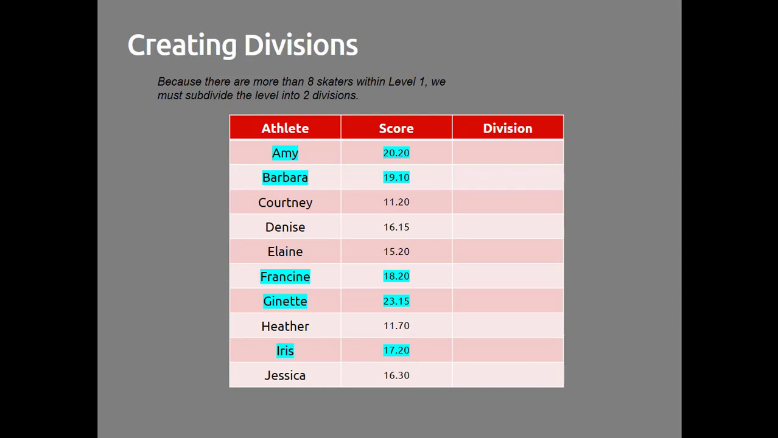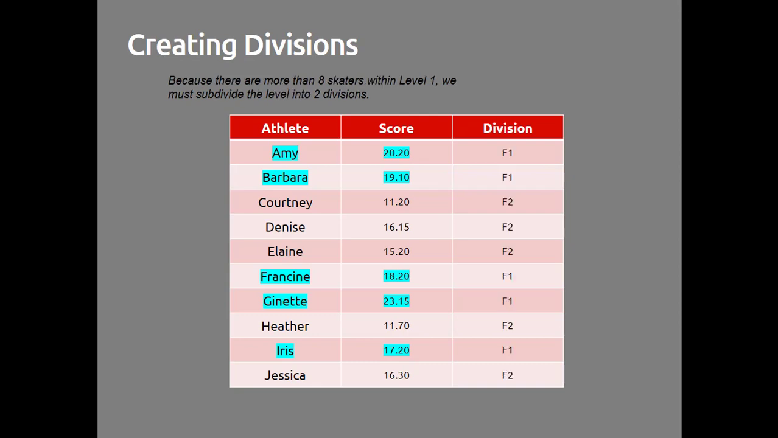Because there are more than 8 athletes, we must divide the level into 2 groups. In order to do so, we isolate the top 50% scores from the preliminary round, in this case 5. Do note that in the event of an uneven number of skaters, Division F1 would have an odd number of skaters. For example, a level with 9 competitors would see Division F1 with 5 skaters and Division F2 with 4 skaters.